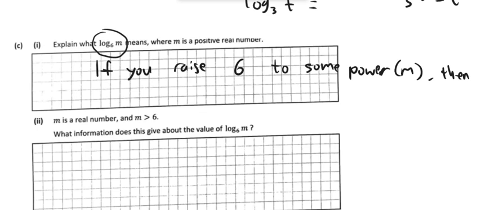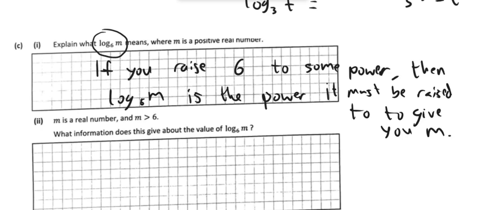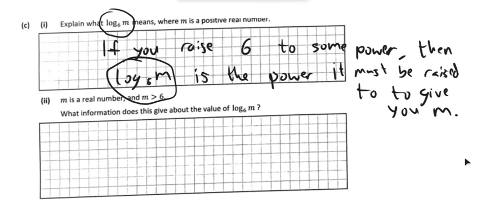Actually no, m is not the power, obviously. If you raise 6 to some power, then log m to base 6 is the power it must be raised to give you m, or to get m. Alright, probably not the best statement in the world. There's probably a more concise way of phrasing that. So if you raise 6 to some power, then this is the power it must be raised to give you m. Alright, it's a strange part for part C.